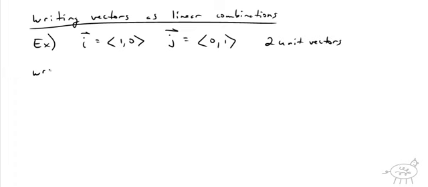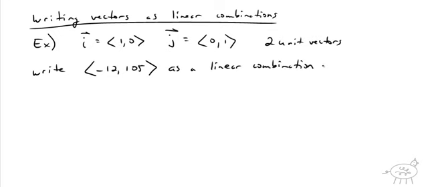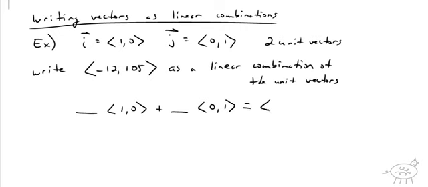And what I want you to do is I want you to write -12, 105 as a linear combination of the unit vectors. So really this is what I want you to do, math fans. You're going to multiply something by the i vector, and then you're going to add that to multiplying by something times the j vector to give me the -12, 105 vector.